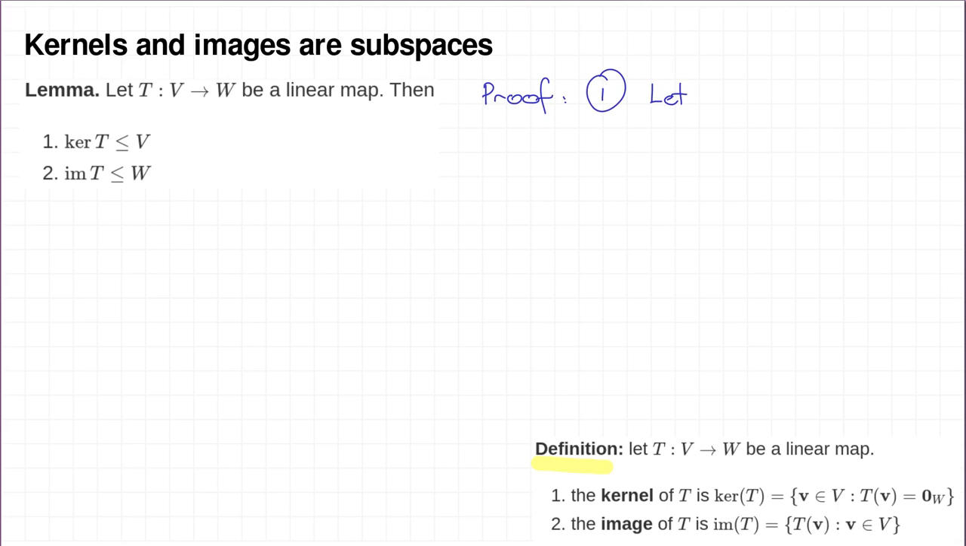Well, the definition of a subspace has 3 parts. A subspace must contain the zero vector, it must be closed under scalar multiplication, and it must be closed under addition. So we have to do each of those 3 things separately. So first of all, T of the zero vector in V is equal to the zero vector in W by the lemma we just proved.